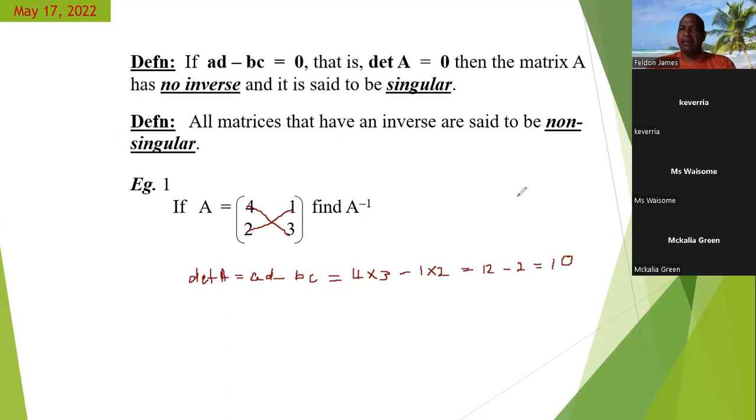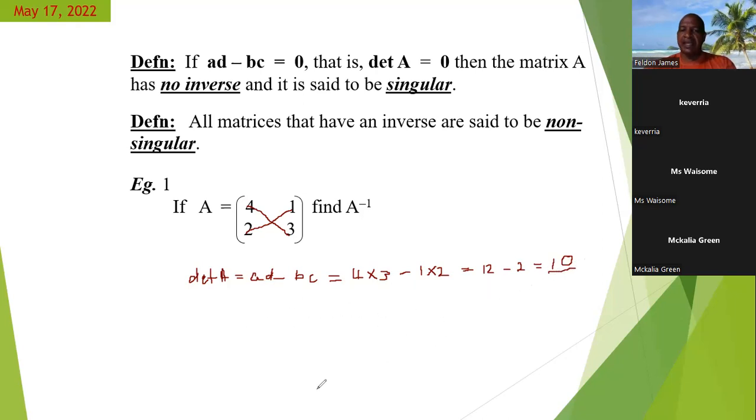Sometimes CSEC can state that the matrix is singular. You have to know what that means. When the matrix is singular, it means that the determinant is 0, and it means that the matrix has no inverse. Make sure you repeat that in your head, guys. All right, so here the determinant is 10. So clearly this matrix has an inverse.